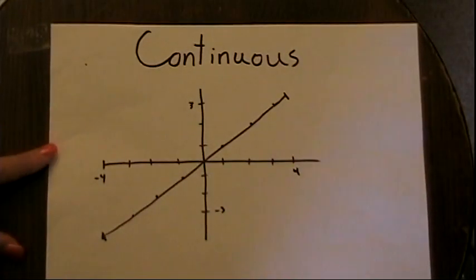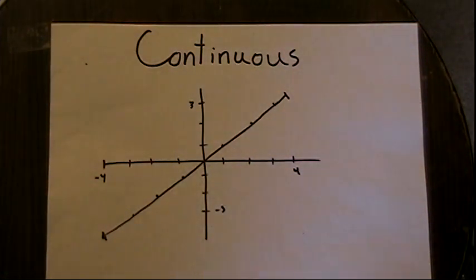Here are some examples. The graph of f here is a continuous function. Anytime the graph can be drawn without lifting your pencil, the function is continuous.